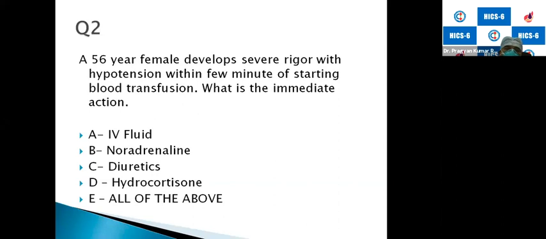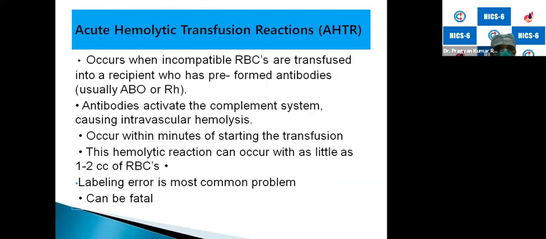Interestingly, a female develops severe rigor with hypotension. That's a key: within a few minutes, let us say 1 or 2 minutes after just starting blood transfusion. So this is something we call acute hemolytic transfusion reaction. This is the most dreaded reaction. We are all afraid of this reaction. We have to be very, very careful about that.